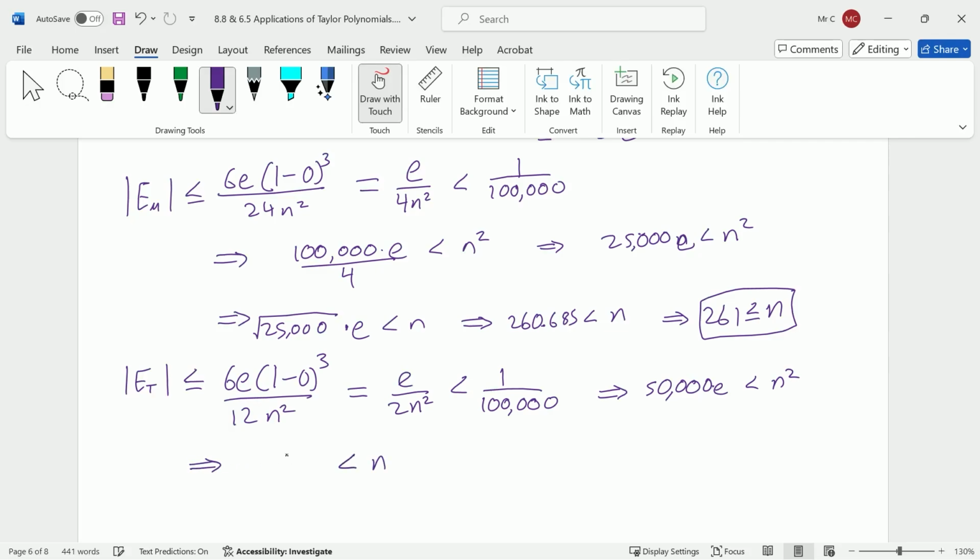So of course n is greater than the square root of 50,000 e. That should all be under the square root here. And that implies n is greater than... And here, when we plug that into a calculator, we get 368.7-ish. And again, this has to be an integer, so n has to be greater than or equal to 369.